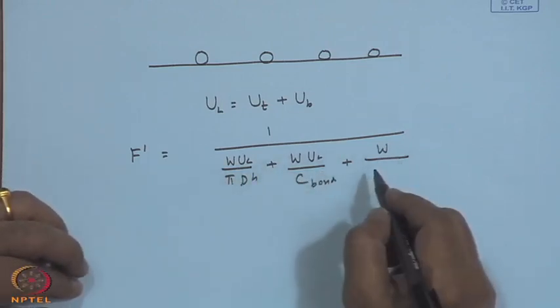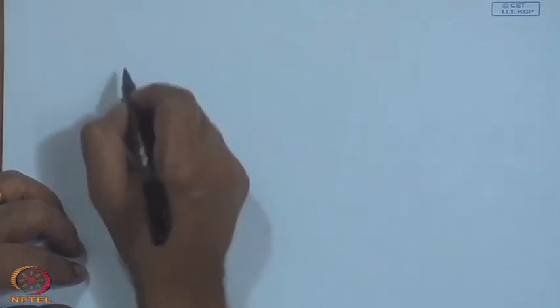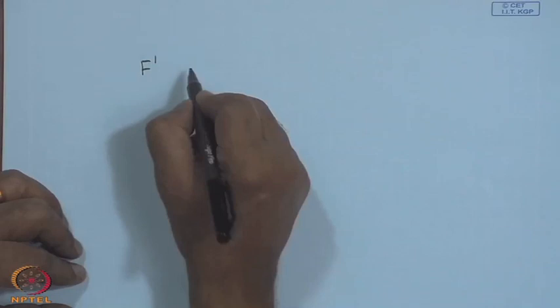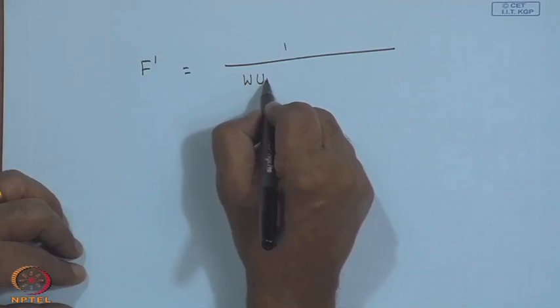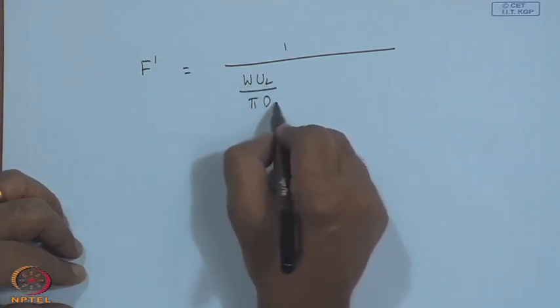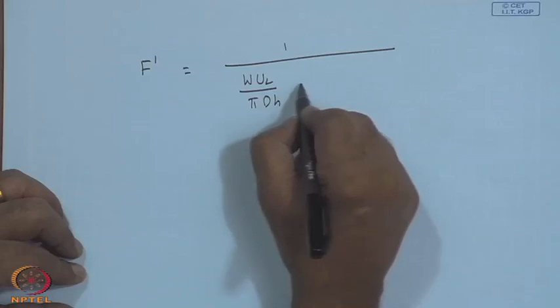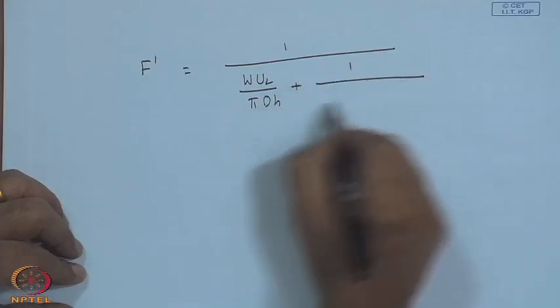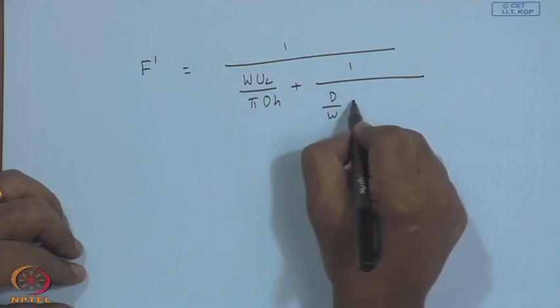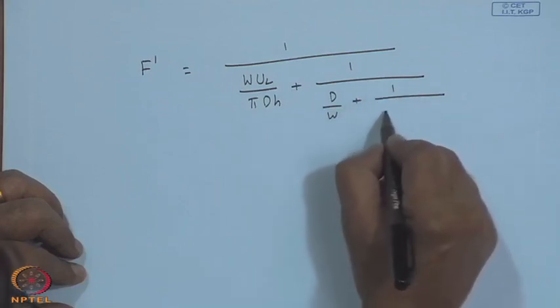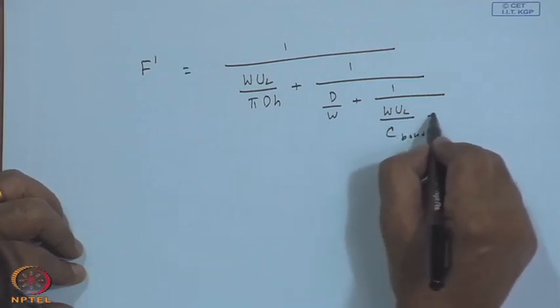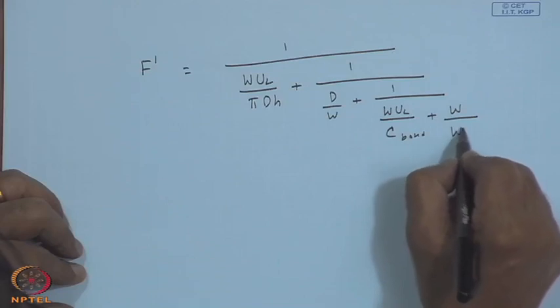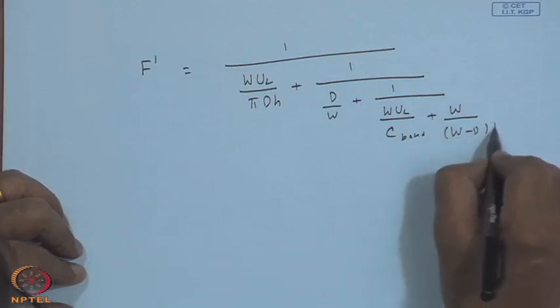This is the previous expression, and for the second arrangement, I am sorry, this F dash will be 1 upon W U L by pi D H plus 1 upon D by W plus 1 by W U L by C bond plus W by W minus D times F.